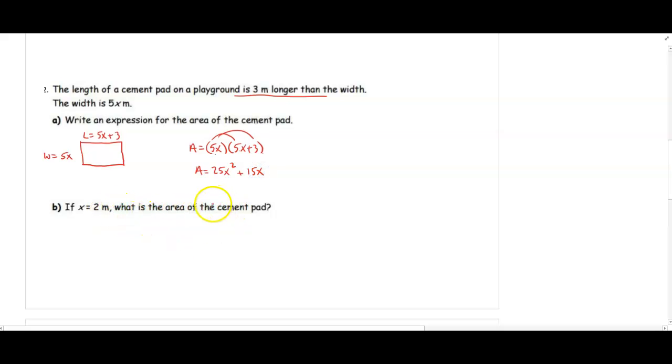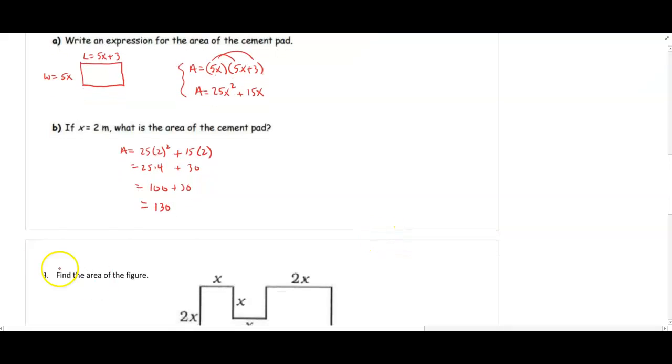So if x is equal to 2, what is the area? Well, if x is equal to 2, it doesn't matter which one I plug it back into, I'll get the same answer. So if I say 25 times 2 squared plus 15 times 2, that's going to give me 25 times 4, which is 100, plus 30, so the area would be 130. And that would be meters squared.